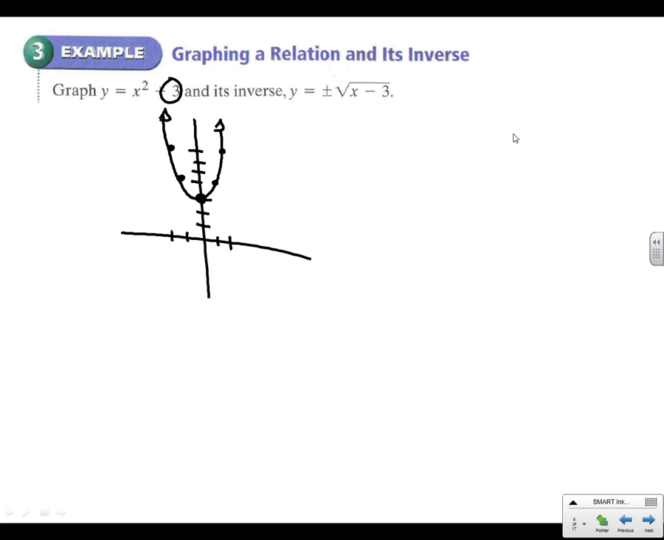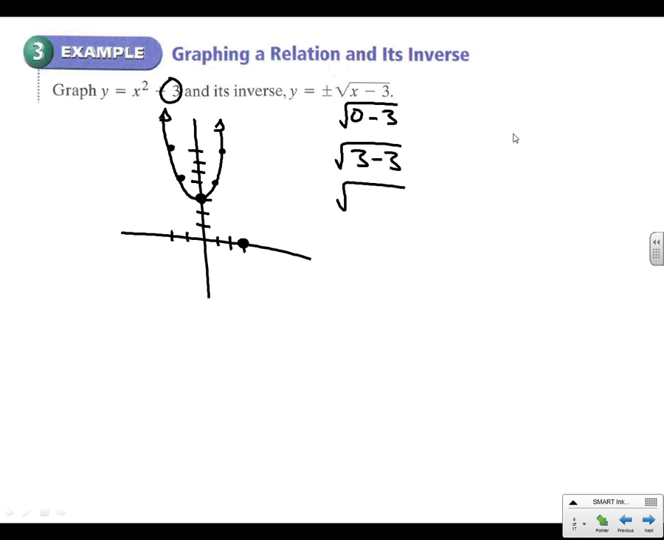All right. So let's take a look at this. What if we did 0 as our x? Can we do the square root of 0 minus 3? No, we cannot. All right. What would be the first x value we could use? 3. Because 3 minus 3 gets us 0. And the square root of 0 is 0. So 3 comma 0 is going to be where we start.